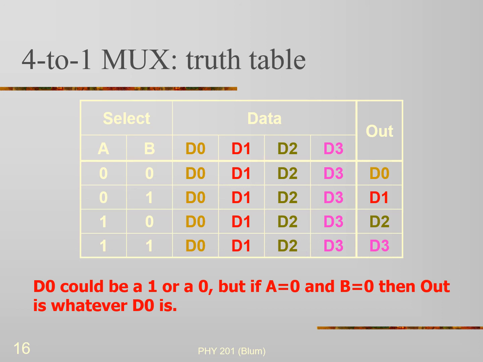In the second row, when the select input A is 0 and B is 1, then the output is whatever the D1 input is. When the select input is 1, 0, we are selecting D2, and so the output is equal to the input D2, whatever it is, 0 or 1. And finally, when A is 1 and B is 1, we are picking D3, and so the output is whatever D3 was. So this is just a succinct way of expressing the truth table without writing out 64 possibilities.